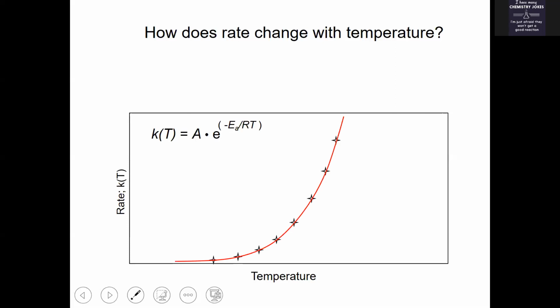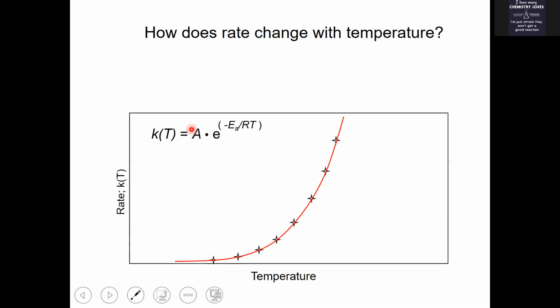This exponential increase is found using the Arrhenius equation. That's this equation here on the chart. It says k as a function of temperature. It's not k multiplied by temperature, but k as a function of temperature is equal to A times e raised to the negative Ea over RT. That Ea is activation energy. R is our standard R that we're familiar with, 8.314 joules per mole Kelvin, and temperature must be in Kelvin in order to cancel out.